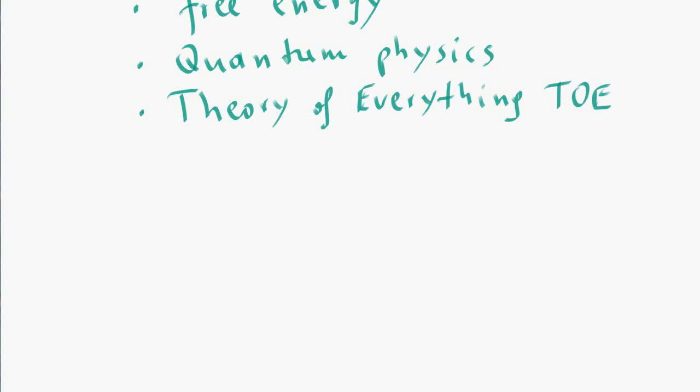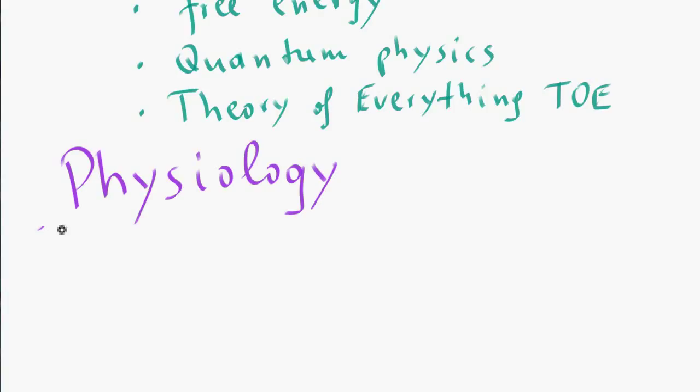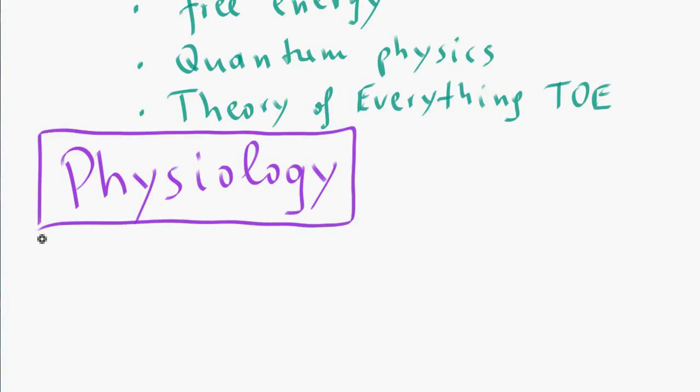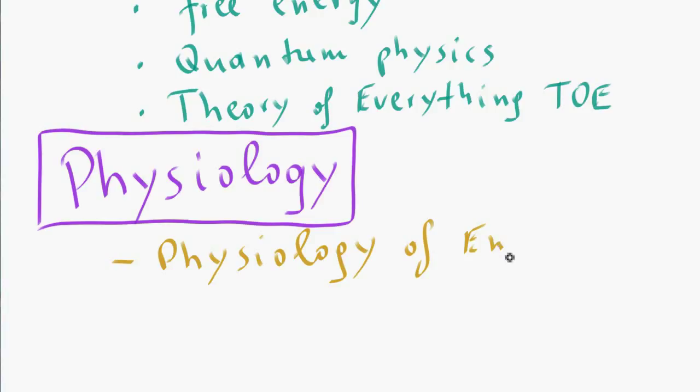Then another area we'll deal with is physiology. It's another big subject. The physiology: what happens to your body when you gain this state of enlightenment? How can you understand what's going on there? So, the physiology of enlightenment. Maybe I should abbreviate enlightenment with E in future.